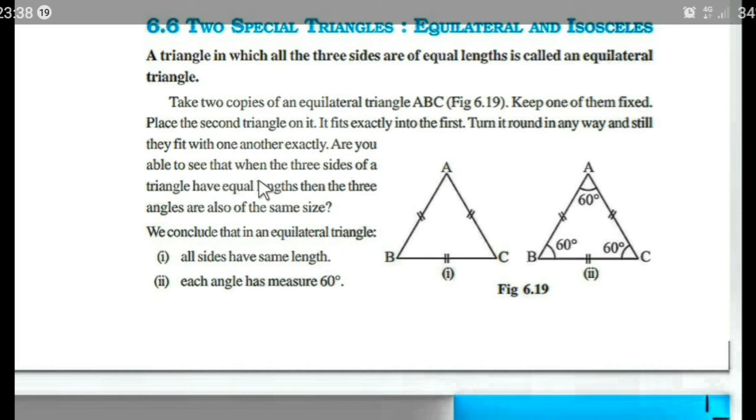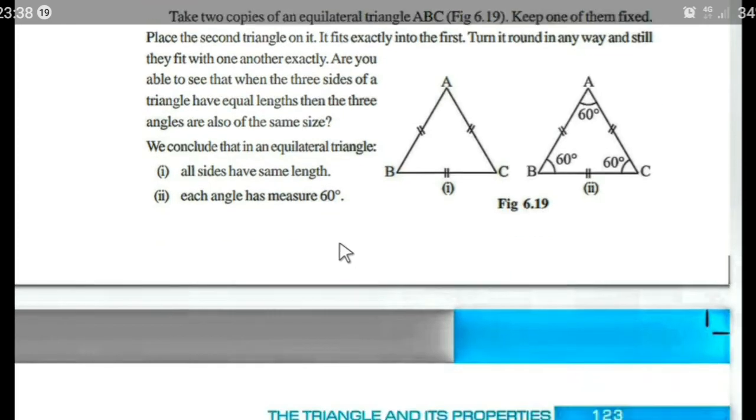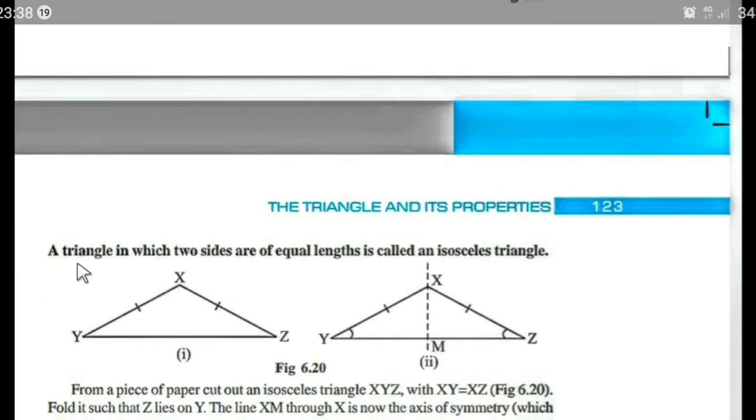Are you able to see that when the three sides of a triangle have equal lengths, then the three angles are also of the same size? What we observe is that if three sides are of the same length, then three angles are also of equal measure. We conclude that in an equilateral triangle, all sides have the same length. Each angle has a measure of 60 degrees. Now, the second one: a triangle in which two sides are of equal length is called an isosceles triangle.